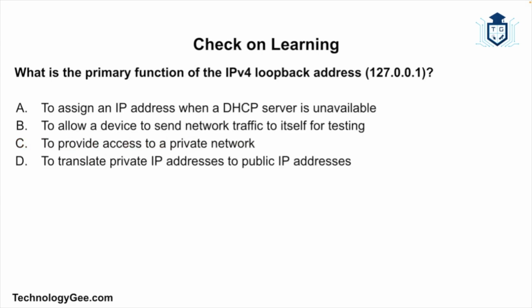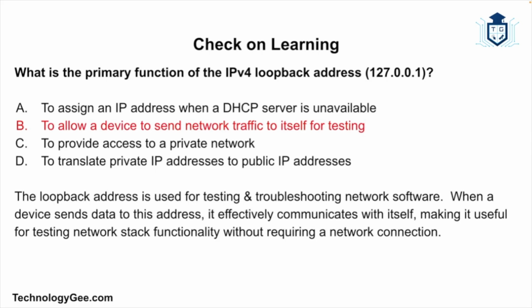Next question. What is the primary function of the IP version 4 loopback address 127.0.0.1? Is it to assign an IP address when a DHCP server is unavailable? Is it to allow a device to send network traffic to itself for testing? Is it to provide access to a private network? Or is it to translate private IP addresses to public IP addresses? And the correct answer is it is to allow a device to send network traffic to itself for testing.